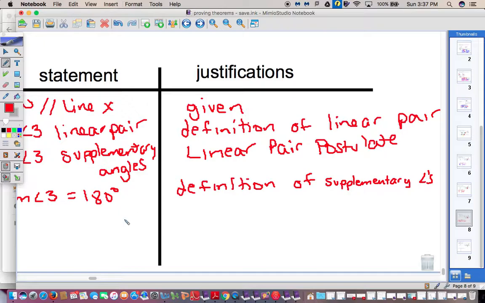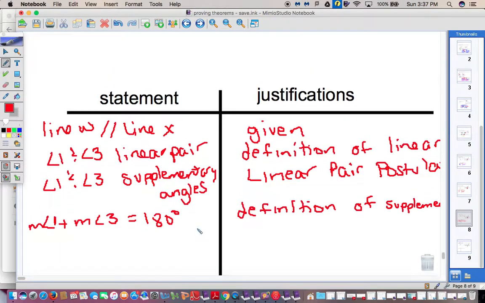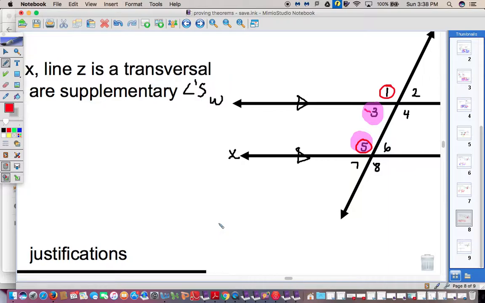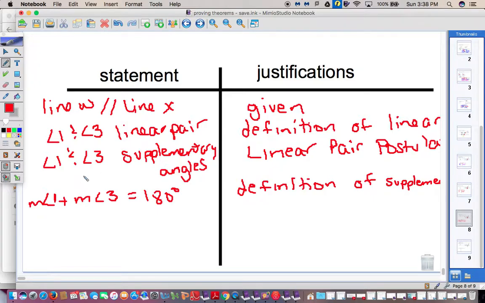Okay, so if the measure of angle 1 plus the measure of angle 3 equal 180 degrees, we need to try to include the angle 5. And what do we know about the measure of angle 1 and the measure of angle 5? Well, 1 and 5 are in corresponding locations. So we know that those two angles are congruent to each other. So we can say that angle 1 is congruent to angle 5 based on the corresponding angle postulate.